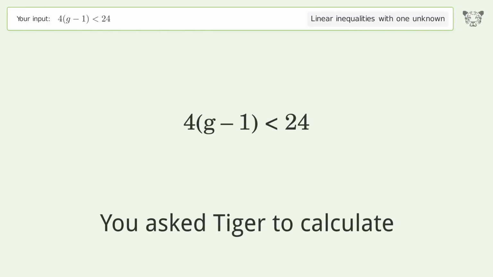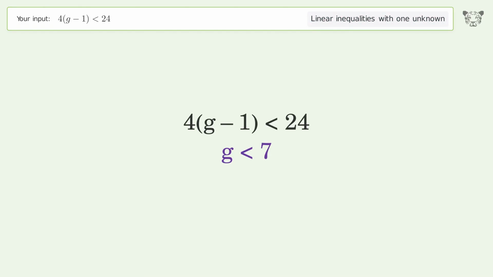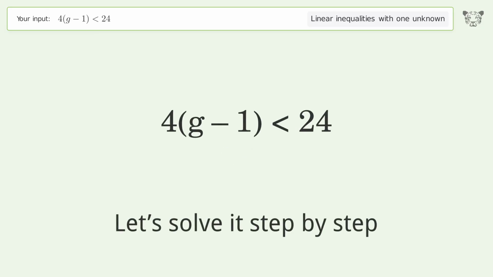You ask Tiger to calculate. This deals with linear inequalities with one unknown. The final result is g smaller than 7. Let's solve it step by step.